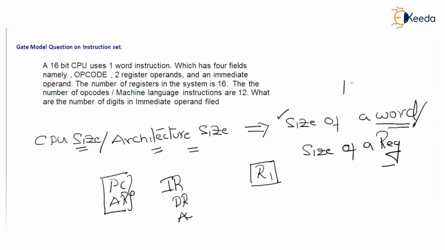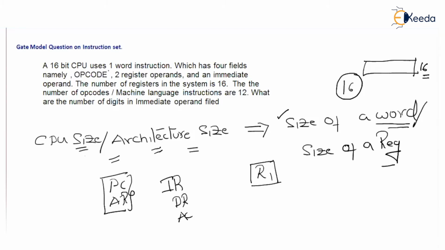16 bits. So the architecture size is equal to 16 bits. So one main memory location is equal to 16 bits. The main memory is divided into several words. Each word is of size 16 bits because our architecture size is equal to 16 bits. Hence, each and every register size is also equal to 16 bits. So that is all about a CPU size. It could be referred to as either a CPU size or an architecture size.